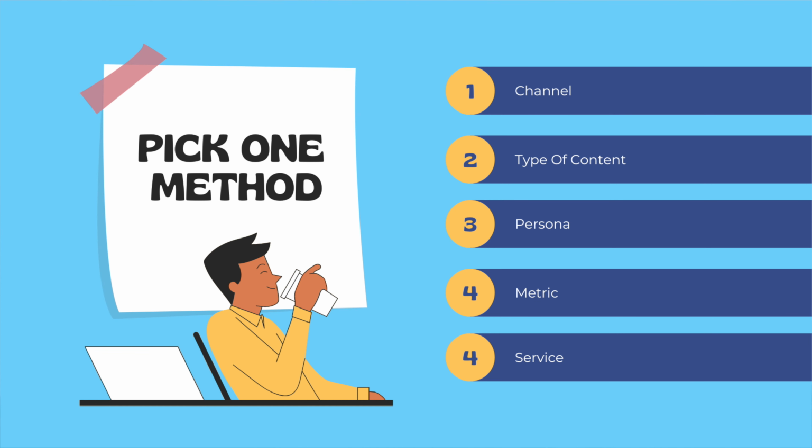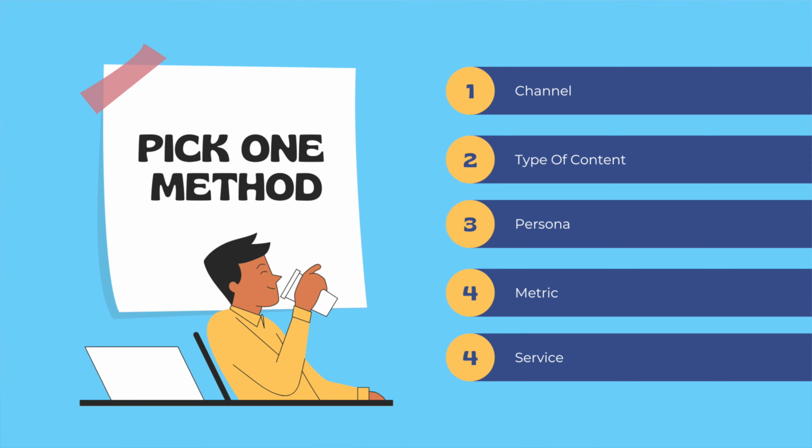All right, so what is the pick one method? The pick one method is this. You pick one type of content, you pick one channel that you're going to post that content on. You're going to pick one persona, you're going to pick one metric you're going to track, and then you're going to pick one service, product, solution that you're going after.